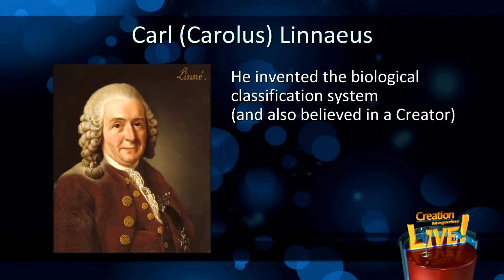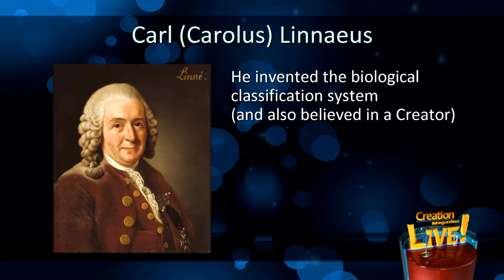Right. So we agree with the evolutionists that this process can happen because you can observe it. It's observational science. We're not talking about historical science. And creationists have always agreed, going back to Carl Linnaeus, from the 1700s. He invented the biological classification system, and he also believed in a creator, by the way, as many of the founding fathers of science did.